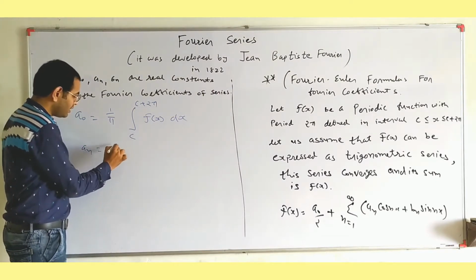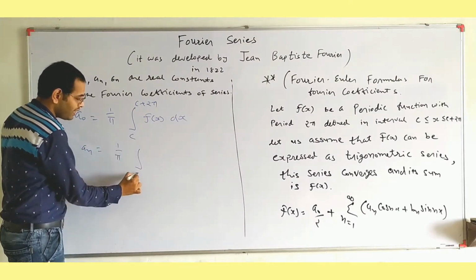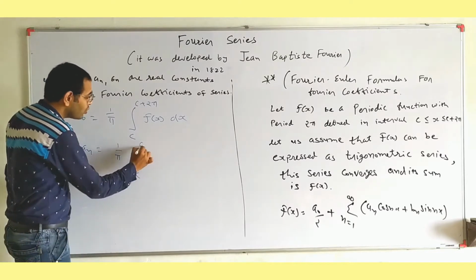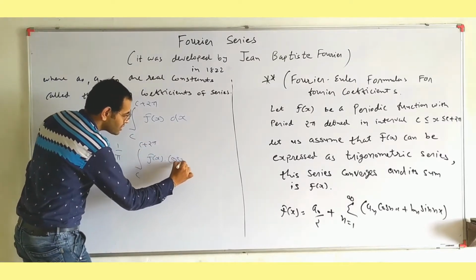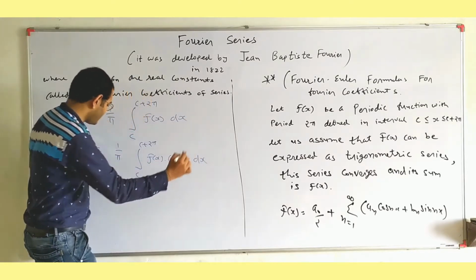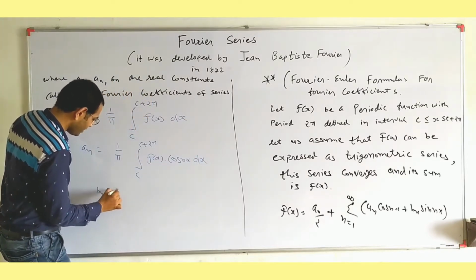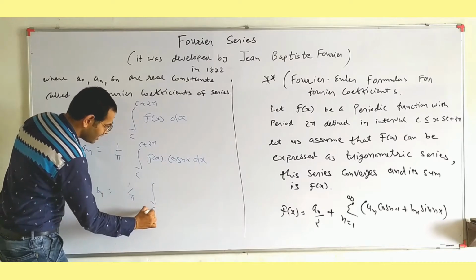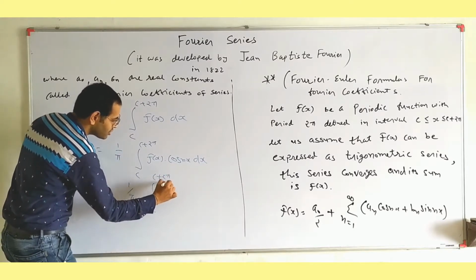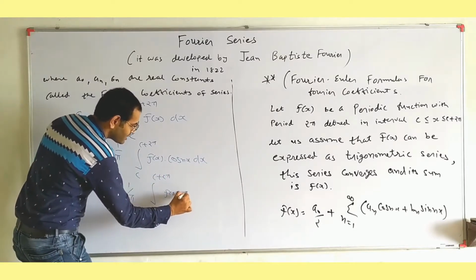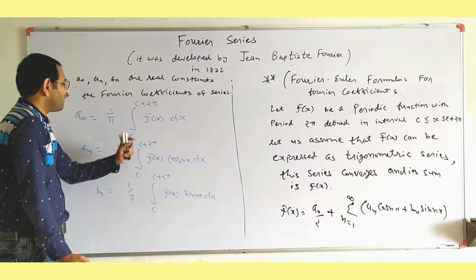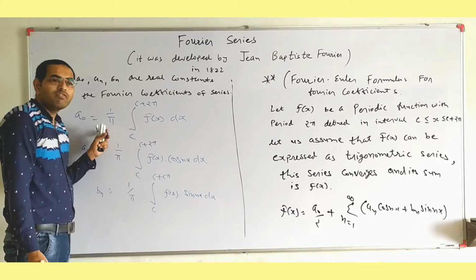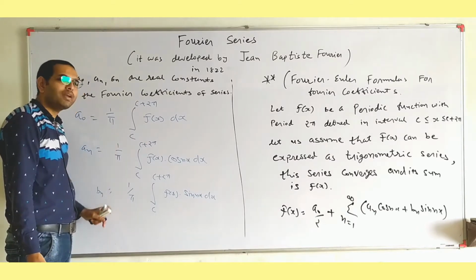Then an is 1 upon pi integral from c to c plus 2 pi of f of x cos nx dx. Then bn is 1 upon pi integral from c to c plus 2 pi of f of x sin nx dx. We will find the values of a0, an and bn.